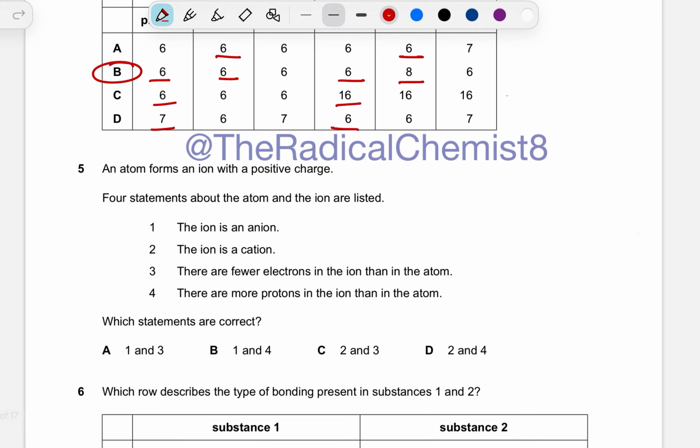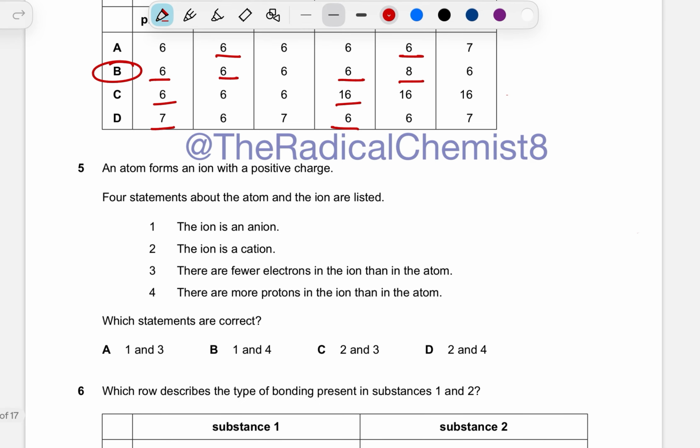Question 5. An atom forms an ion with a positive charge. 4 statements about the atom and the ion are listed. So first of all, positively charged ions are called cations. You can remember this in 2 ways. The T in cation looks like a plus, so it's the positive ions. Or you can remember positive ions are cations, like cat's paws. So the correct answer here would be 2, not 1.